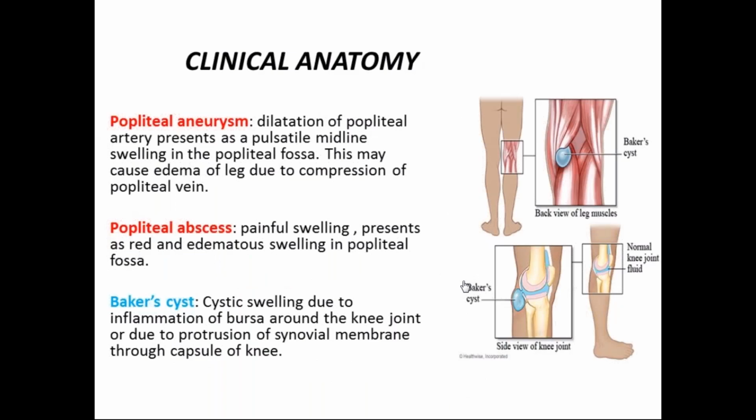Now we discuss the clinical anatomy of popliteal fossa. First condition is the popliteal aneurysm, which is presenting as a dilatation of popliteal artery. It is a midline pulsatile swelling in the popliteal fossa. This may cause edema of leg due to compression of popliteal vein. The popliteal abscess is a painful red edematous swelling present in the popliteal fossa. Next condition is the Baker's cyst, which is a cystic swelling due to inflammation of bursa around the knee joint or due to the protrusion of synovial membrane through the capsule of knee.